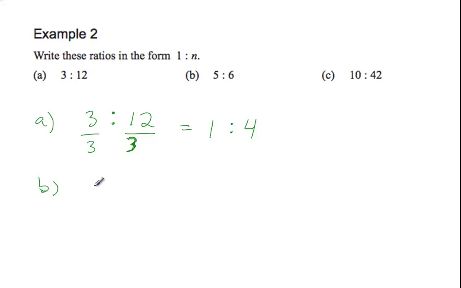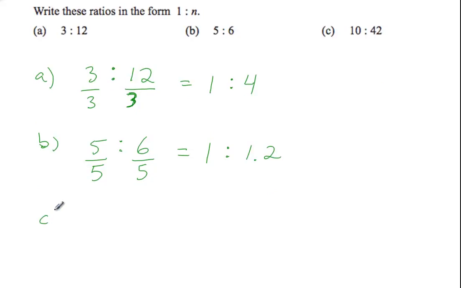B is 5 to 6. So again, we want 1 on the left side, so we're going to divide 5 by 5. We're going to divide 6 by 5 to complete this. 5 divided by 5 is 1, and 6 divided by 5 is 1.2. Had to step over and use the calculator. Alright, now finally let's do C.